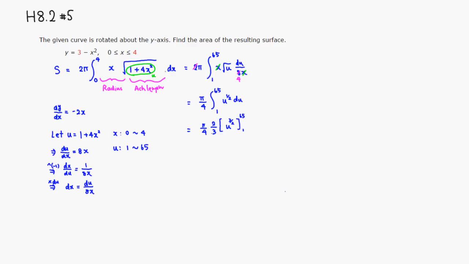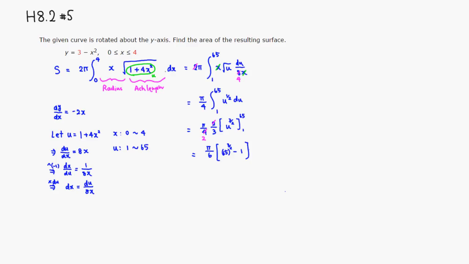What you get is, we can at least cancel 2 and 4, so that's 2. So we're going to get pi over 6. If you plug in 65, you're going to get 65 raised to the 3/2 power, minus, if you put in 1, it's 1. All right, so we got that.